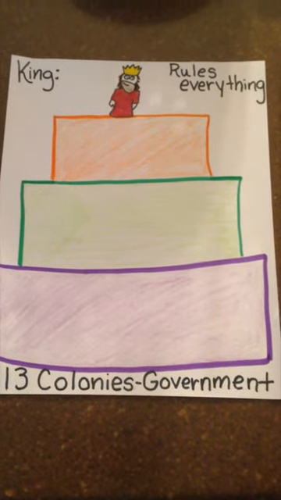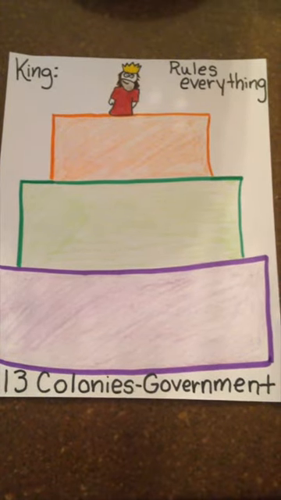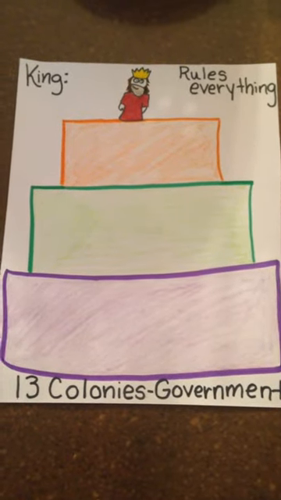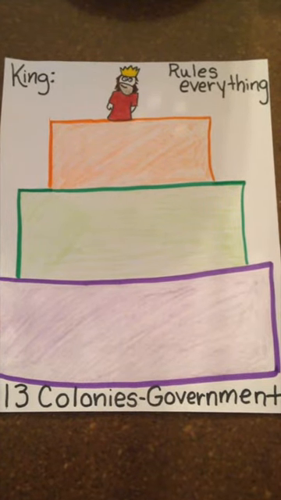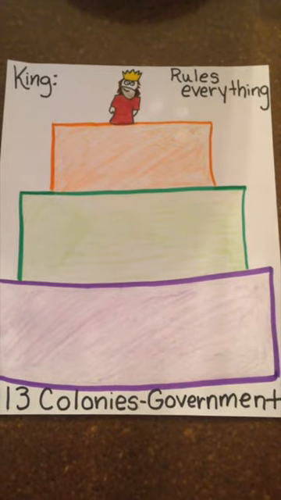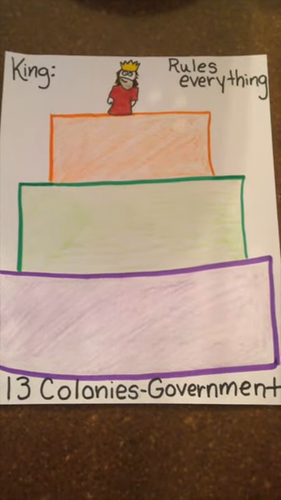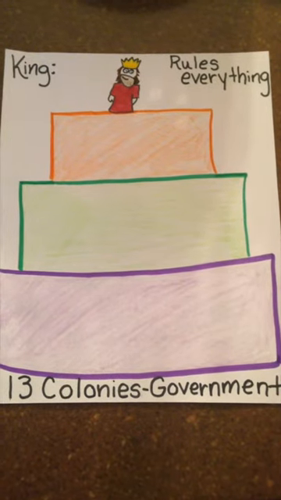Today, class, we are going over the government of the 13 colonies. We're going to represent the 13 colonies in a three-tiered wedding cake. At the top of the wedding cake, we have the king, and he rules everything. This is because he was in either direct or somewhat direct control of all of the colonies.